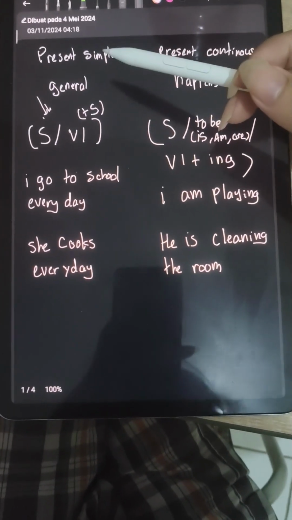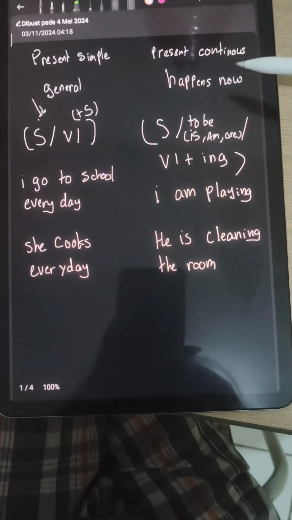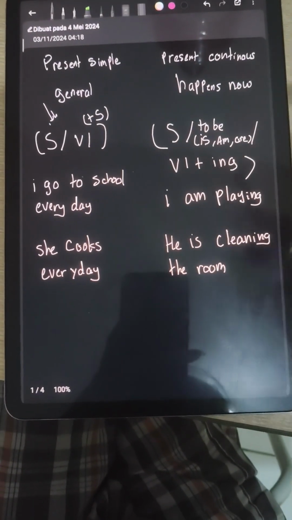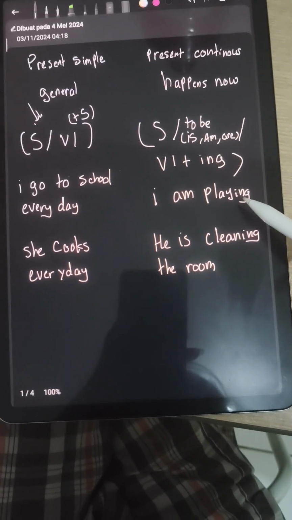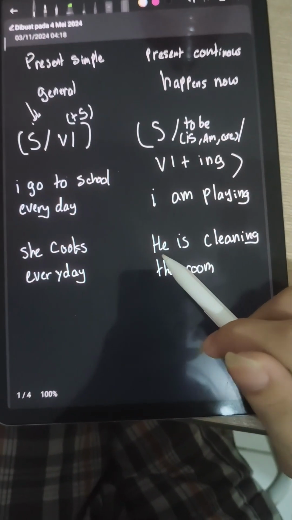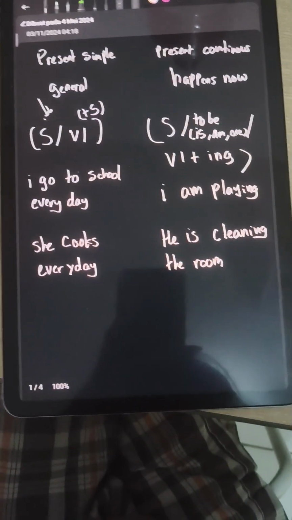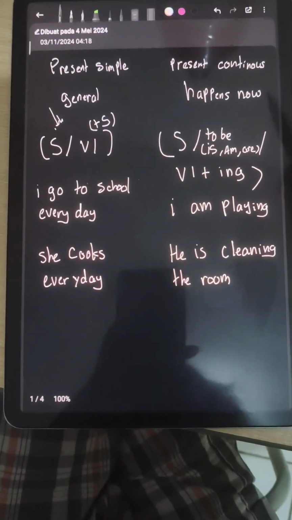That's called present simple. Present continuous, on the other hand, it happens right now. Something that's happening. I am playing, you're playing right now. And he is cleaning the room. He's cleaning right now. So, no denying. Happens right now.